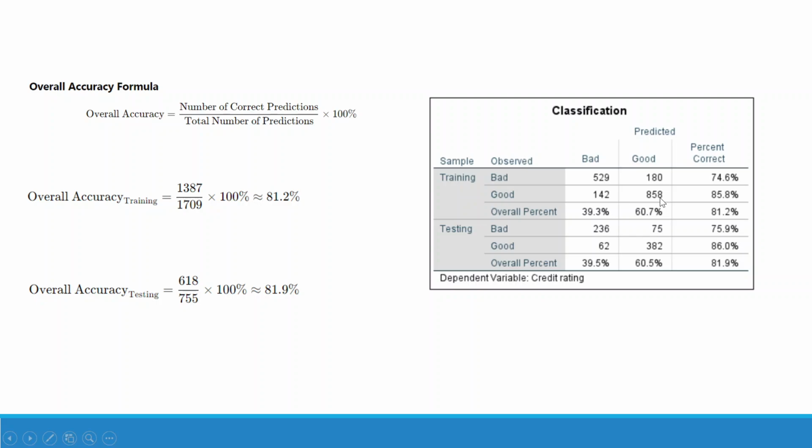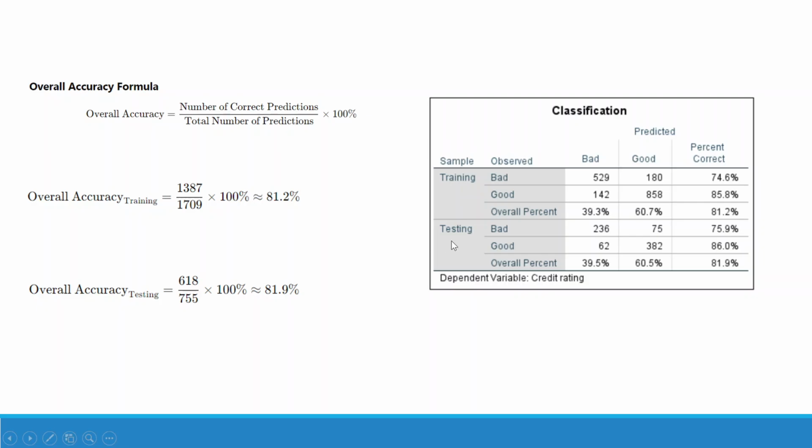So how many cases have been correctly classified? 529 plus 858. So that figure is 1387 divided by the number of observations in the training data set, 1709, into 100%. So what is the formula for overall accuracy? Number of correct predictions divided by total number of predictions. So in the training data set, our accuracy was 81.2%.